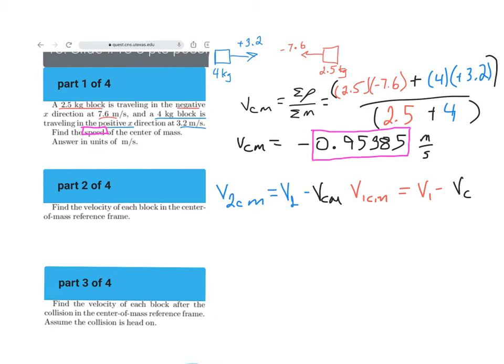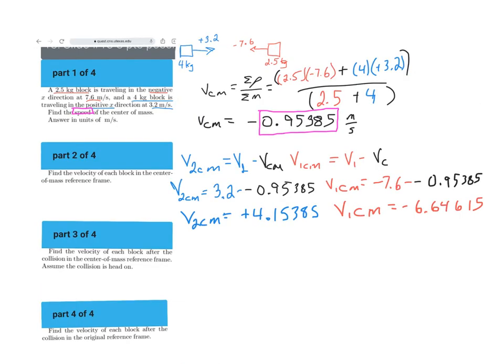Now, again, this equation is calling for the velocity, not the speed. So let's plug in those numbers real quick. Jumping ahead, plugging in our numbers, we get our velocities from the frame of reference of the center of mass. This will be our answer for part 2, again making sure to plug in the negative that came from part 1.